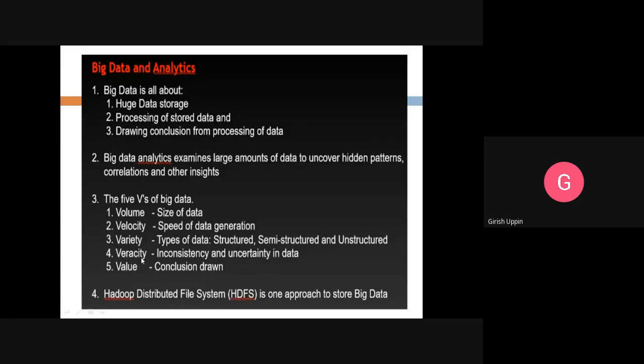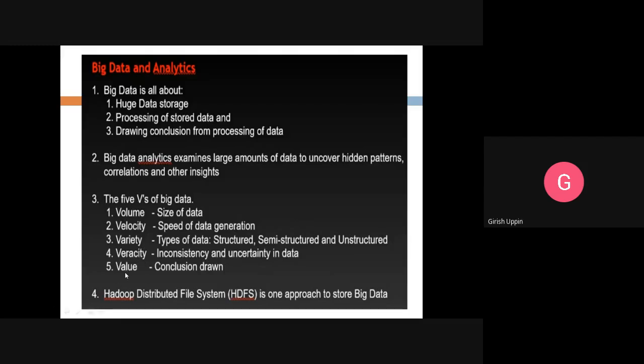Then veracity. One thing about the data is the inconsistency. Whatever data we are getting, there might be issues with consistency and there might be uncertainty in the data. All those things are possible when you are collecting a huge amount of data. When data is getting generated at a rapid pace, inconsistency and uncertainty are bound to happen.